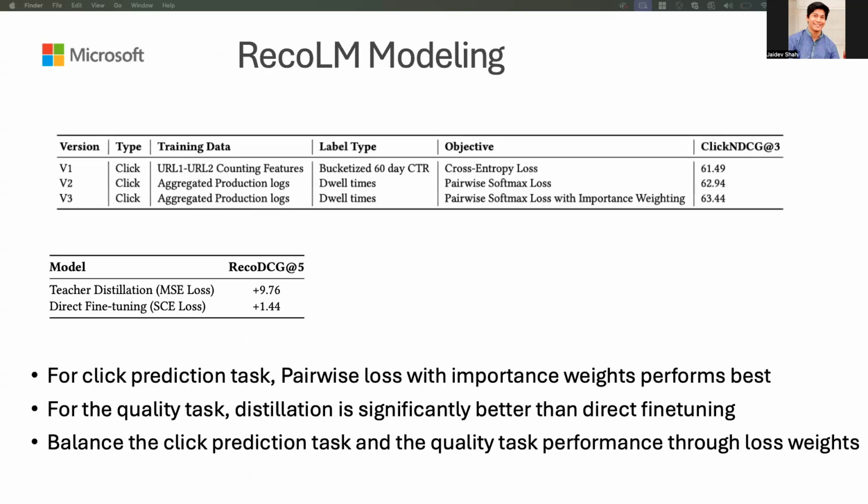Here are some quick ablations. We found that pairwise softmax loss does quite well. Distillation is really important. You can see in the table below the gap between the quality head in the teacher distillation case versus the direct fine-tuning case is quite large.